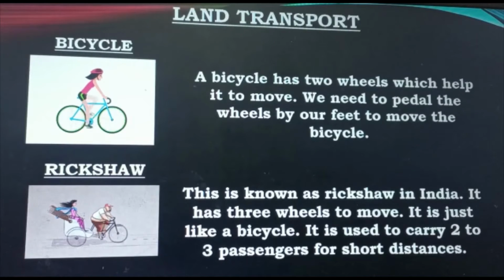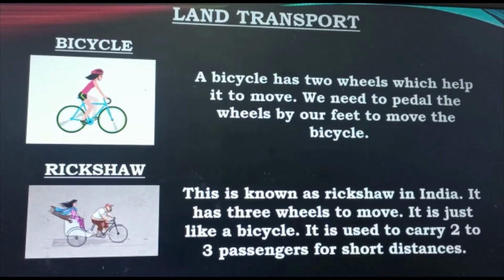After our feet, after our legs, we have the first mode of transport for explanation, which is a bicycle. We need to remember that it has two wheels which help it to move. We need to pedal the wheels with our feet, of course, to move the bicycle. It does not have any engine, so we have to keep on moving our feet to make it move forward.